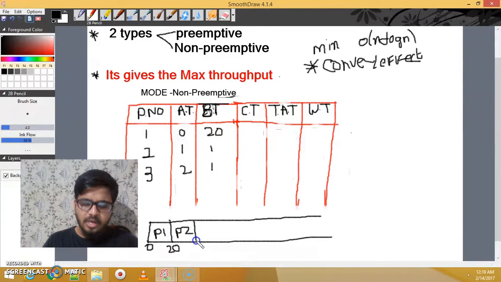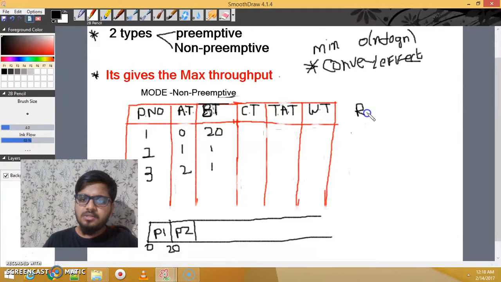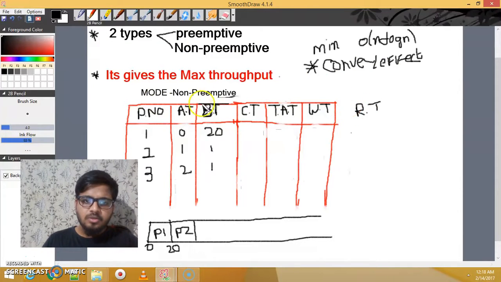And remember one thing: in preemptive, waiting time and response time are always the same. In non-preemptive, waiting time and response time are the same. In preemptive, the two are different. You get different values. I'll draw that, but first of all, let me complete this.